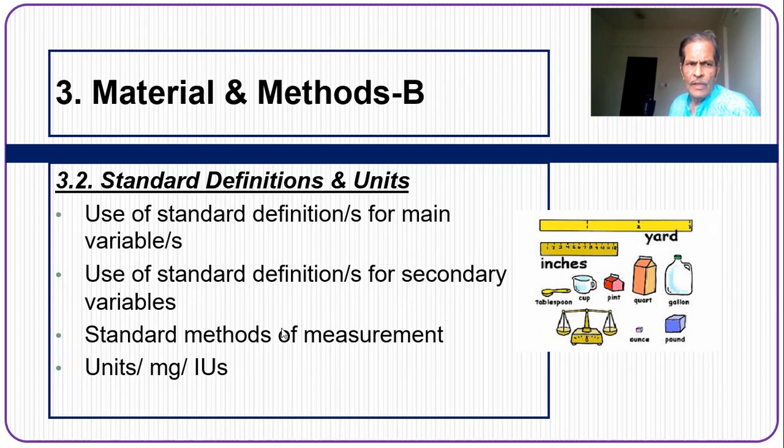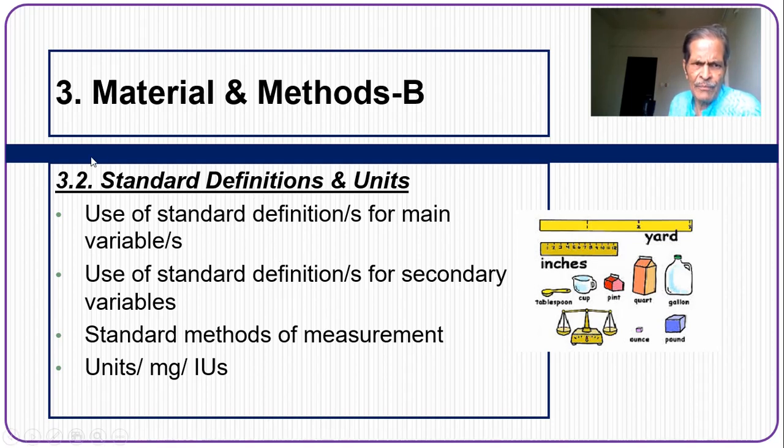The next part is the definitions, standard definitions and the units. Many measurements are mentioned for the variables. Many variables are there and different methods are used for measuring the quantum of the variables. So one must use the standard definitions for the main variables. If the research question is regarding hemoglobin, one should mention whether hemoglobin will be measured in grams per liter or some other unit, and this should be a standard definition.